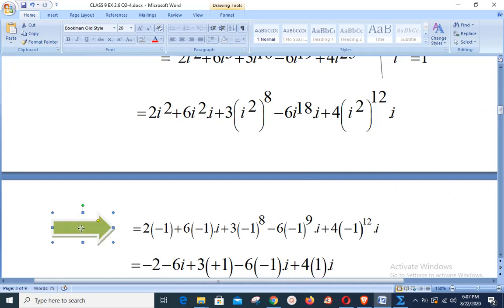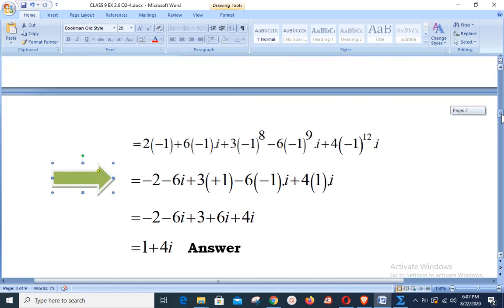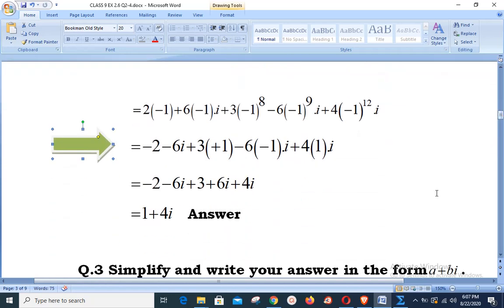In the next step, iota square is equal to minus 1, so we have 2 into minus 1 plus 6 into minus 1 into iota plus 3 into minus 1 whole power 8 minus 6 into minus 1 whole power 9 into iota plus 4 into minus 1 power 12 into iota, by utilizing iota square is equal to minus 1. In the next step, we have 2 into minus 1 as minus 2, 6 into minus 1 iota as minus 6 iota, and plus 3 into minus 1 power 8 results in plus 3 into 1.